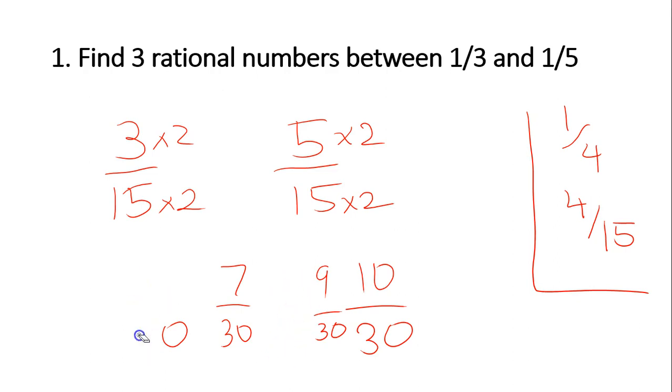As we know, these two are the reference numbers. So what do we have? 7 over 30, 9 over 30. Let's just write them here.